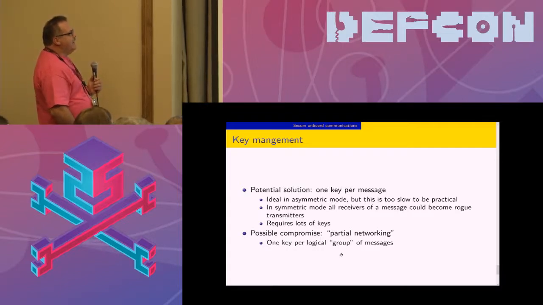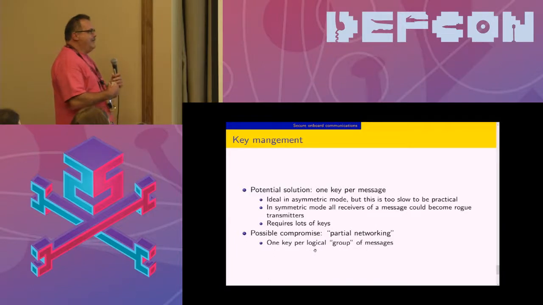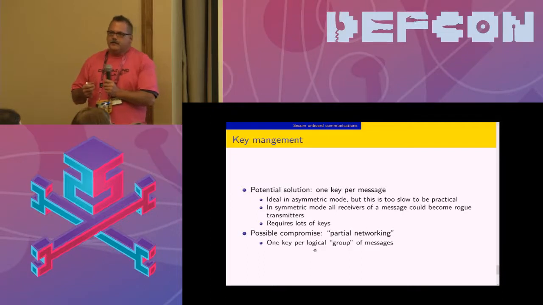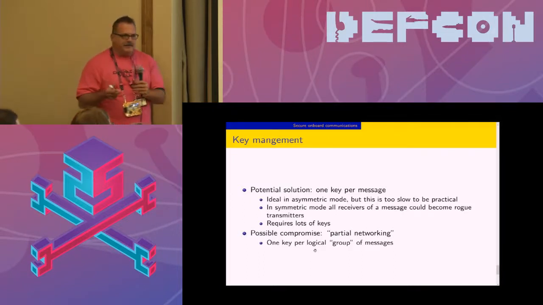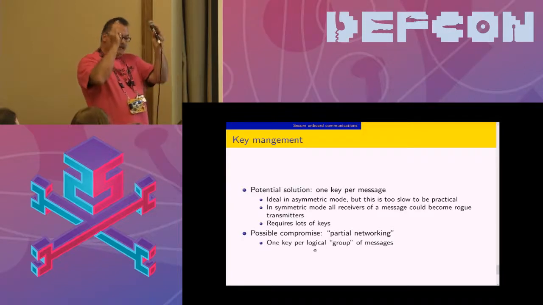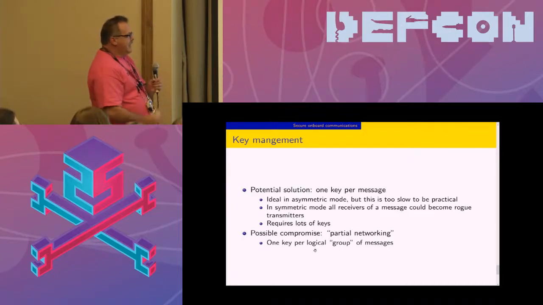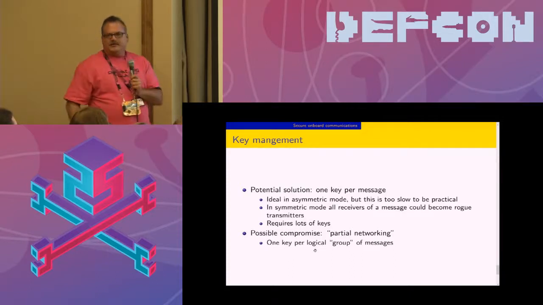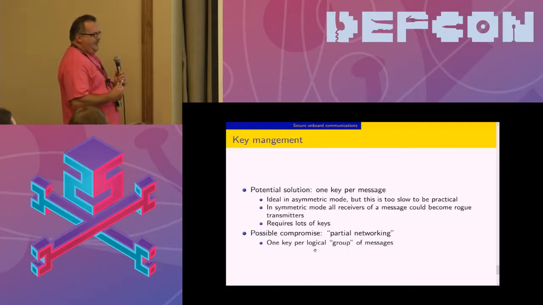So having so many keys doesn't make too much sense, but maybe a possible compromise would be partial networking. In other words, I have a key for one group of messages. That fits into the concept of subsystems that you see inside more complex, contemporary vehicles. I have an autonomy subsystem, a powertrain subsystem, a body control subsystem, et cetera. Each one of those could have its own key, so that we compromise between having a key for every message and having one key.